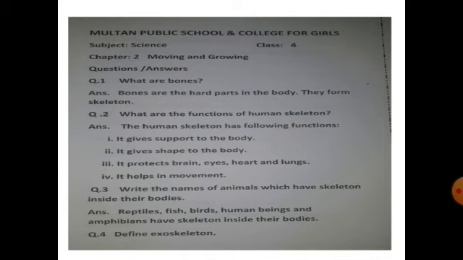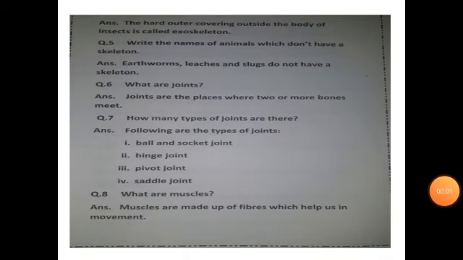Question number 4, define exoskeleton. The answer is the hard outer covering outside the body of insects is called exoskeleton. Question number 5, write the names of the animals which don't have a skeleton. Answer is earthworms, leeches and slugs do not have a skeleton.